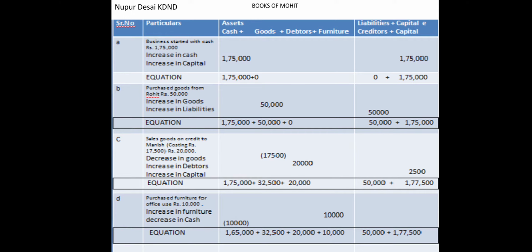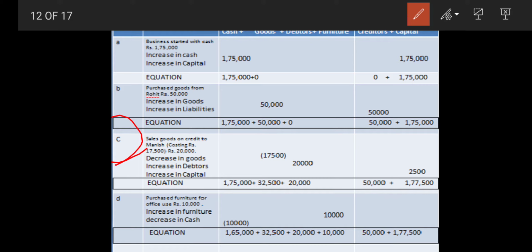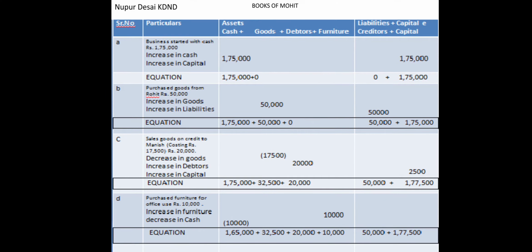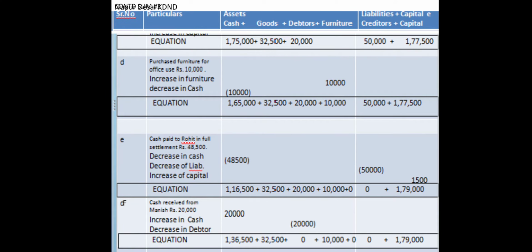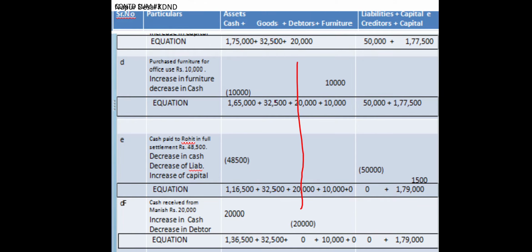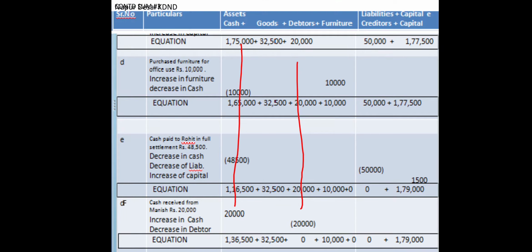Now who was Manish? Manish was a person who has appeared in transaction number C, from whom I am liable to get 20,000 rupees because he was my debtor. So now look at this, cash received from Manish. Manish is paying us, Manish is giving us back 20,000 rupees, right? So here my debtors will decrease. You can see over here debtors decrease, and what will be the other effect? Cash increases, correct? Cash increases.